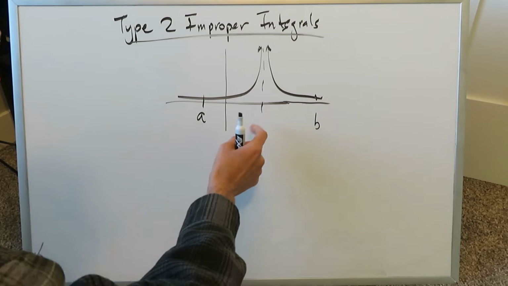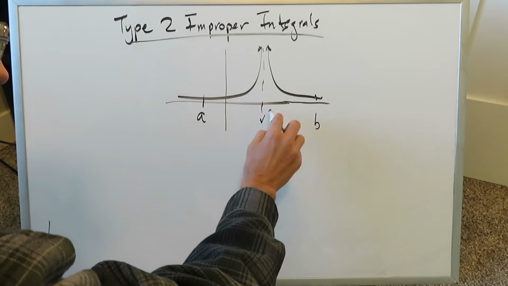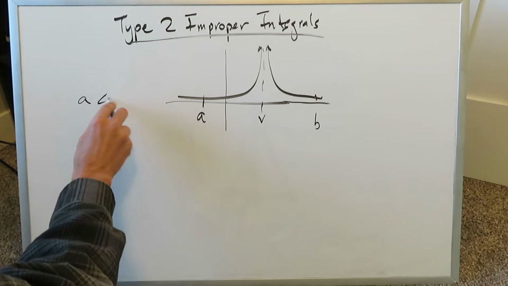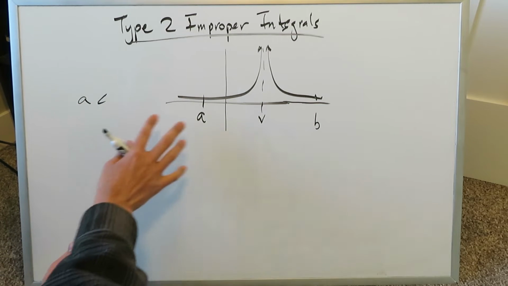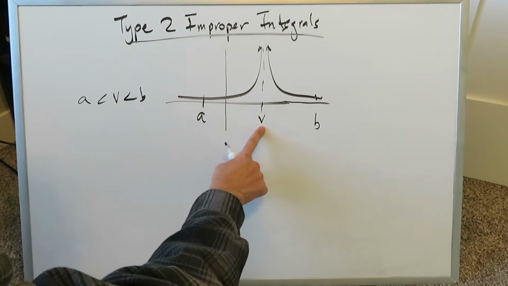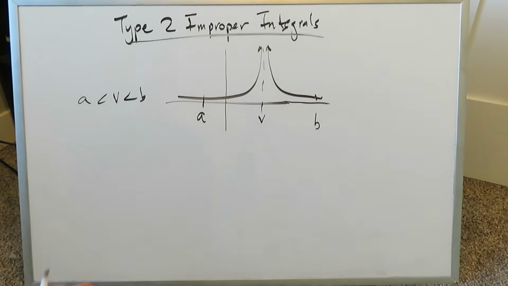For this function, which ends up having this vertical asymptote, we can just say this is a letter v. We'll represent that as v. We're looking at a case where a value in terms of numerical magnitude is less than v, which is less than b, like on a number line. This right here is a, and v is behind b, so we have everything in this order.